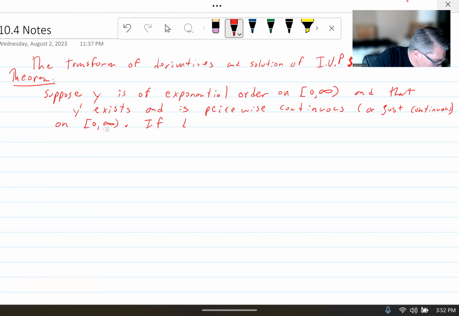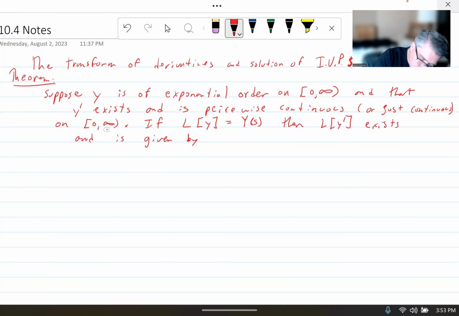If the Laplace transform of y is equal to Y of s, whatever that Laplace transform of y is, we're going to call it capital Y of s, then the Laplace transform of y prime exists and is given by: L of y prime is equal to s times Y of s minus y evaluated at 0.